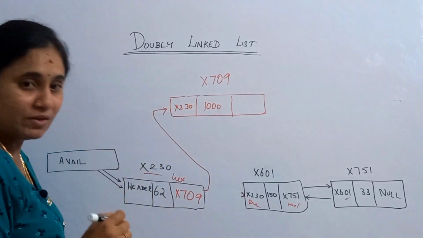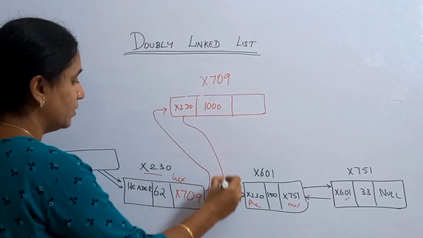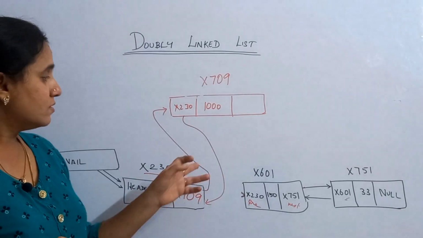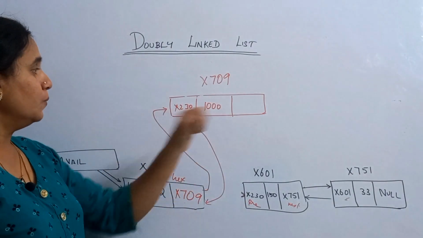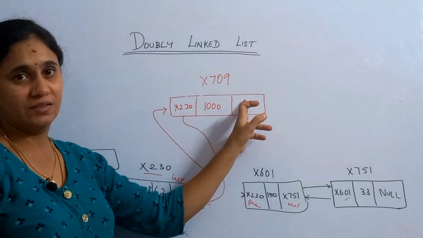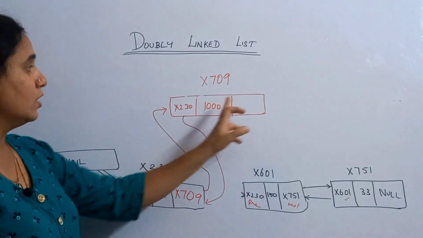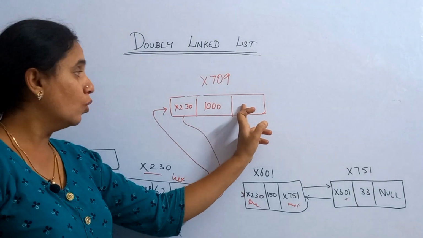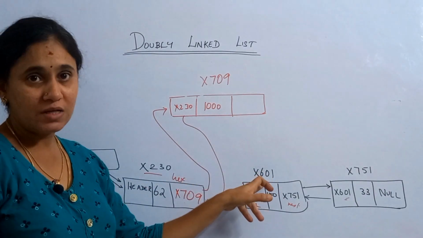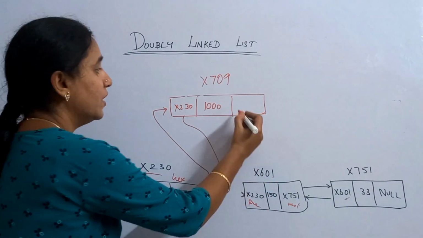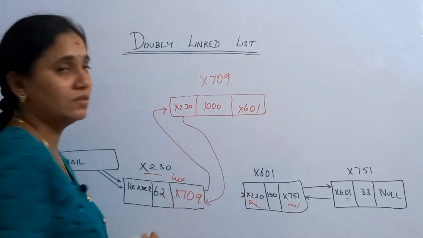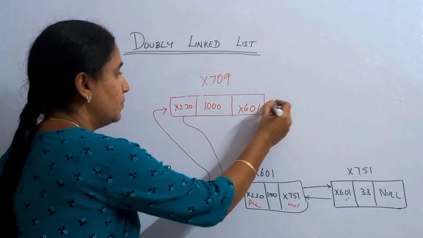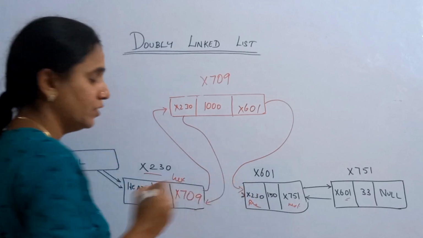Once I have given it like this, my pointer will be moved to this area, right? So now I have to insert here, isn't it? How will I be inserting? What is the next node after this node? This must come, isn't it? So what is the address value? x601 is the address value. Once I give it like this, it is going to move here, isn't it?